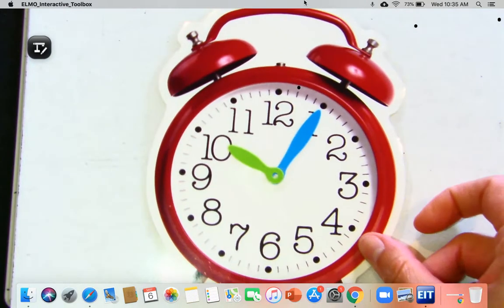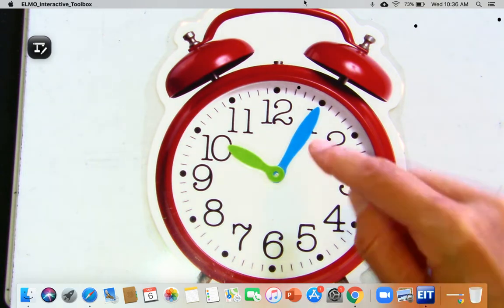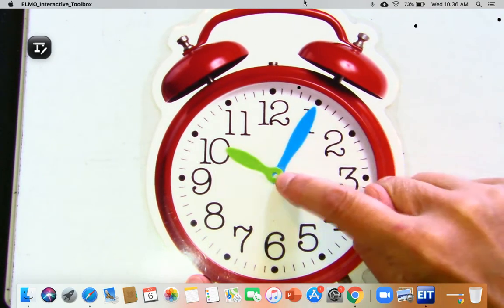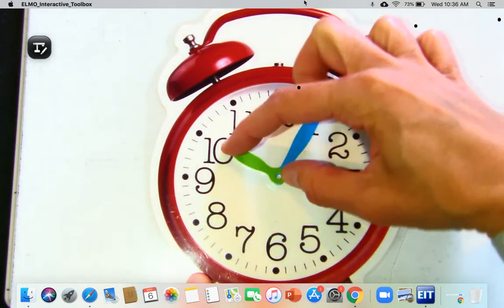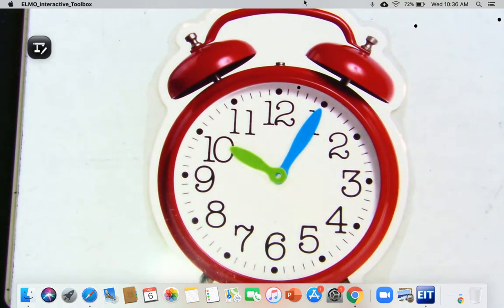How about this one? What time is it? Did you say 10:05? Nice job. Now again, kind of a common mistake here is to think, oh, it's 1:50. But then I would be kind of mixing up my two hands here. So it's not 1:50, it's 10. That's the shorthand. It's 10:05. Another way of saying this is 5 after 10 or 5 past 10.